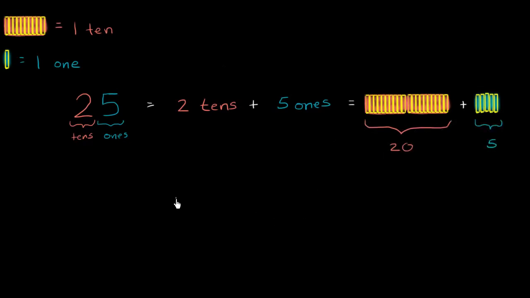So once again, all ways to represent 25. You could view this as 2 tens plus 5 ones, or you could view this as 20. Let me write this down. 25. You could view, because this 2 is 2 tens, that represents 20 plus the 5 ones.